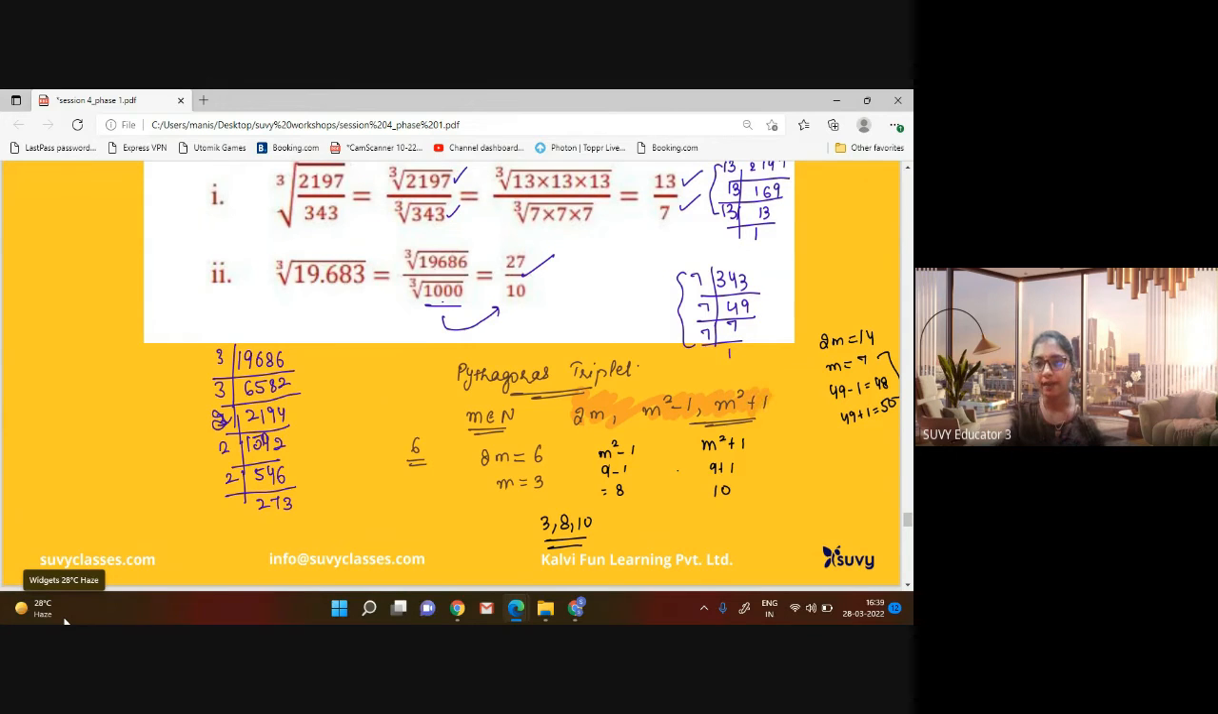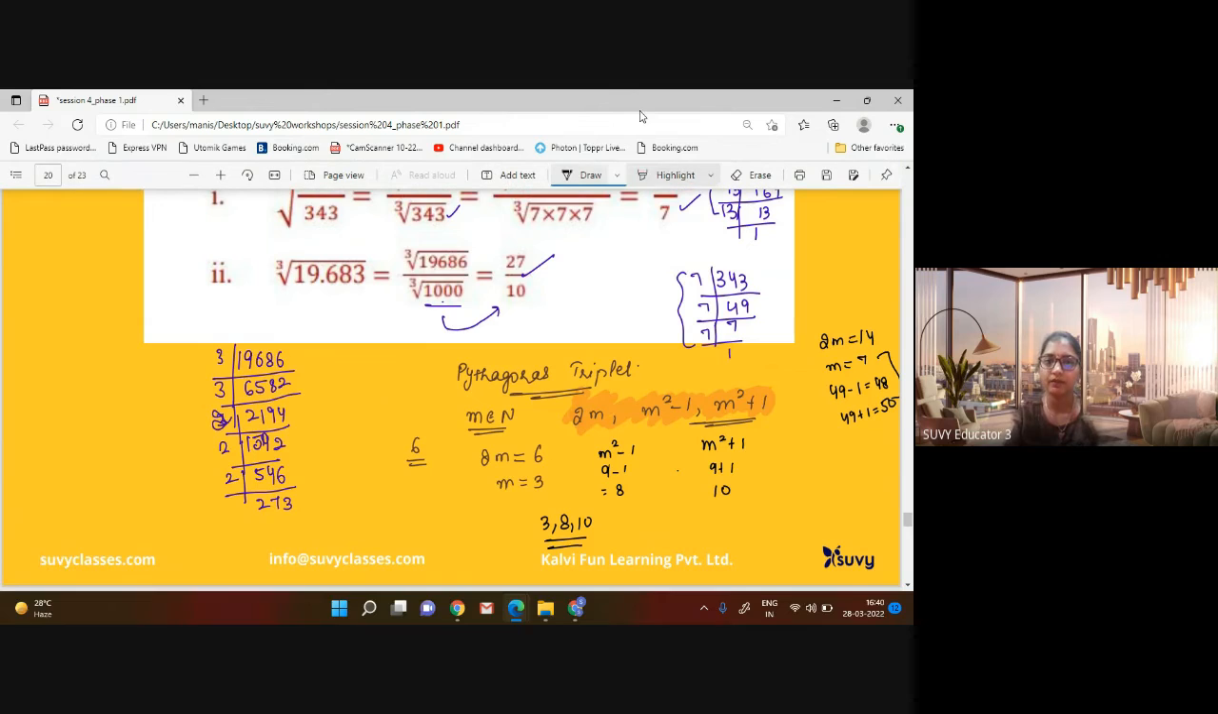And 2m, m square minus 1, m square plus 1. Right? It means when you're talking about the Pythagoras triplet, the triplet is 6, 8 and 10. Here the Pythagoras triplet is 14, 48 and 50. So if you are given a number, you have to check whether it is a Pythagoras triplet or not, right?